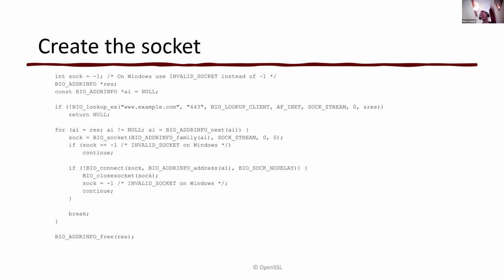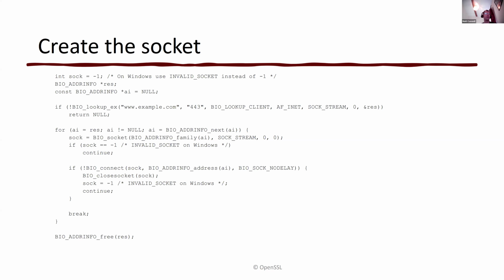We could actually get multiple IP addresses come back from that call. Sometimes multiple IP addresses are associated with the same host. And so we have a for loop here, which just loops through each of those IP addresses that we've got back in turn. We're just going to keep going around that loop until we successfully connect to one of those IP addresses.